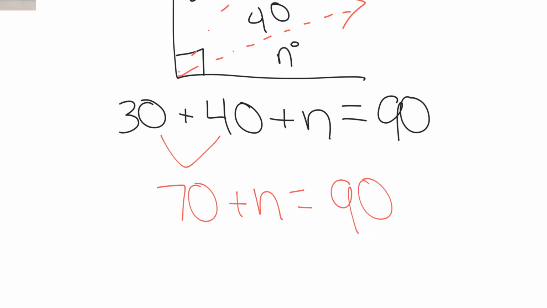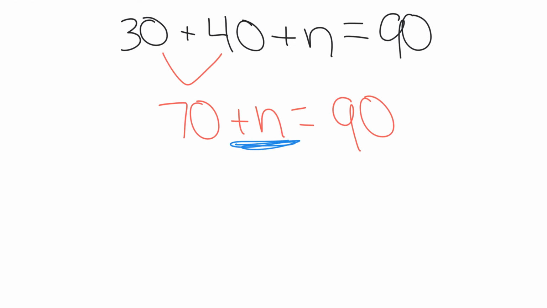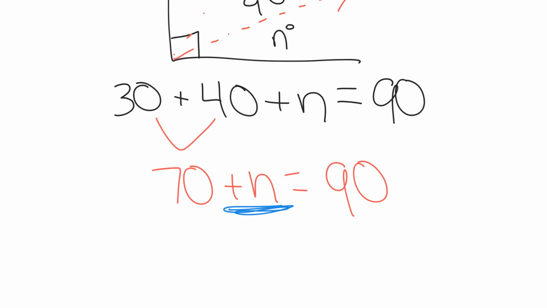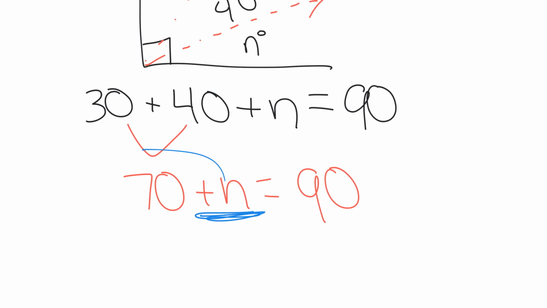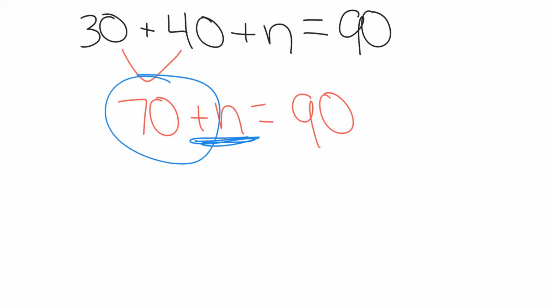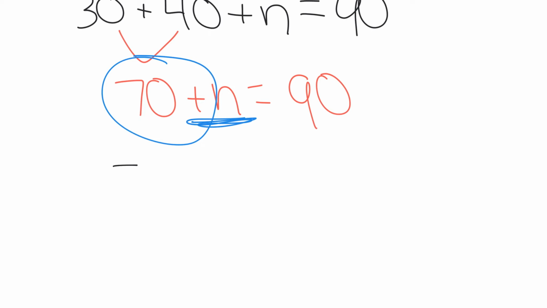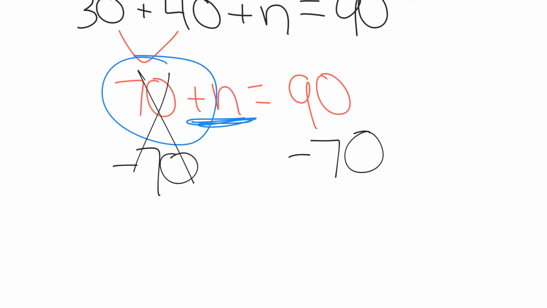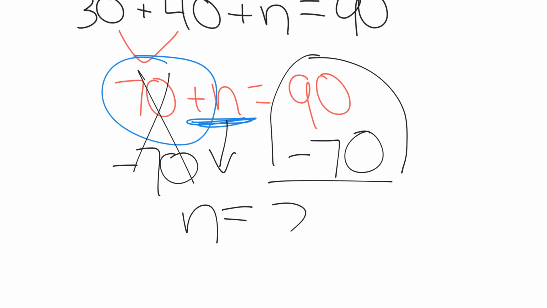The N is not by itself. We've got to get it by itself. So we isolate the variable by doing the inverse of plus 70. The inverse of plus 70 is minus 70 on both sides. These two cancel out. Our N is now isolated. So N equals 90 minus 70, which is 20. So the angle N should equal 20 degrees.